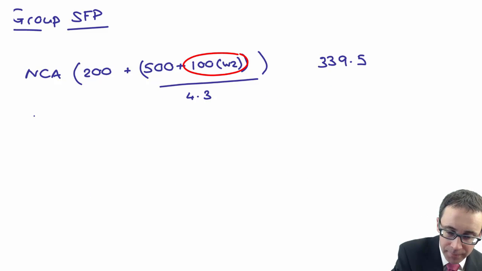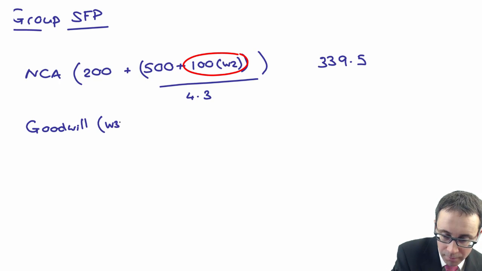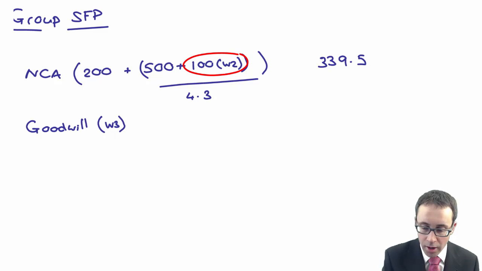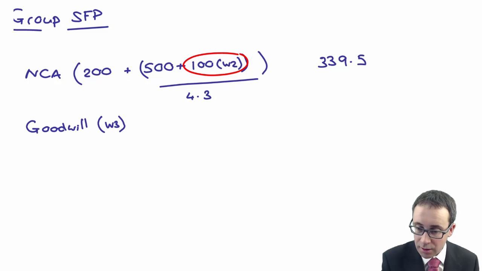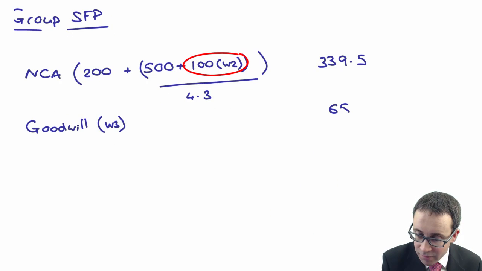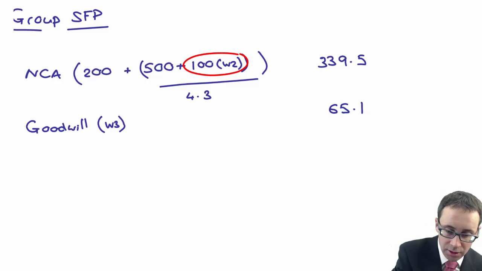Then what we've got, remember, is your goodwill. So I can look there at my goodwill. Is that there as working number 3? Working number 3 on my goodwill, what have we got, is $65.1 million. So I can throw that in, $65.1 million.